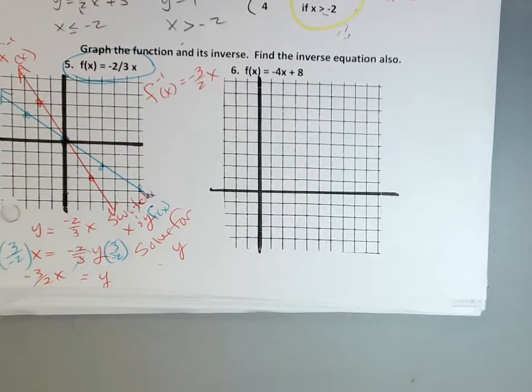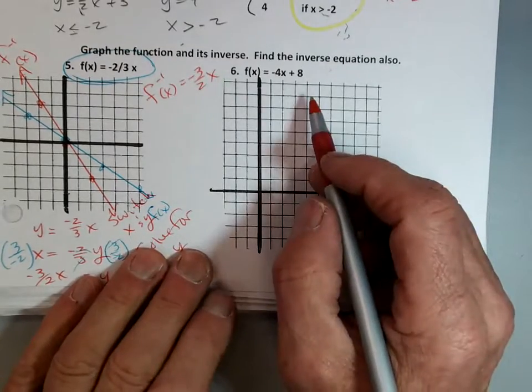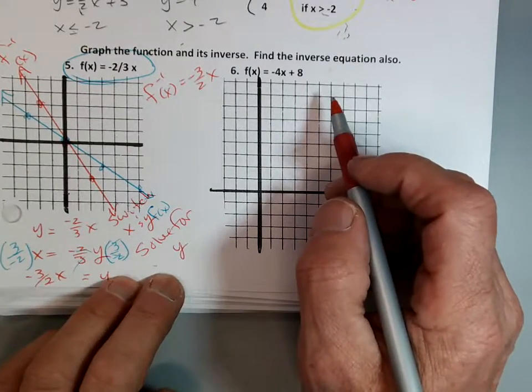6 is easier. Okay, so first of all, I'm going to graph the original. Okay, and am I doing okay? I'm not going too fast.